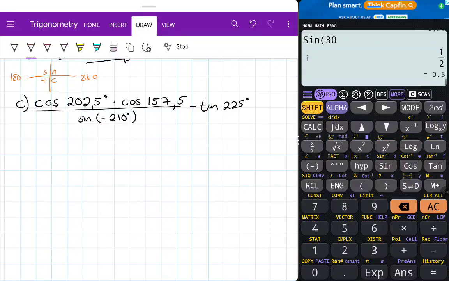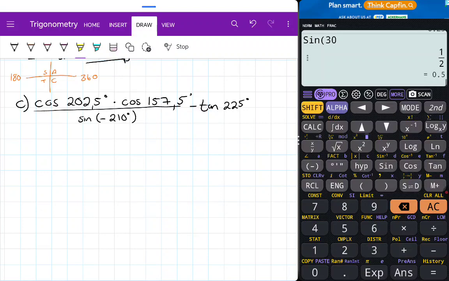All right, let's do example 14C. Cos of 202.5 times cos of 157.5 divided by sine of negative 210, all of that minus 225. Okay, so first thing I want to know is where are these angles? You need to know exactly in which quadrant they exist. So let's go ahead and do that because that's going to help us with our reduction.